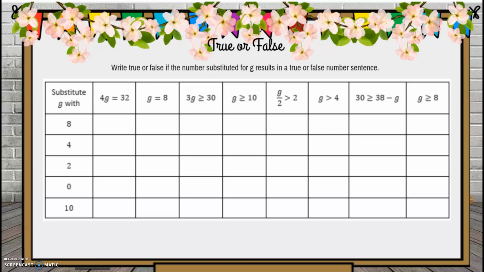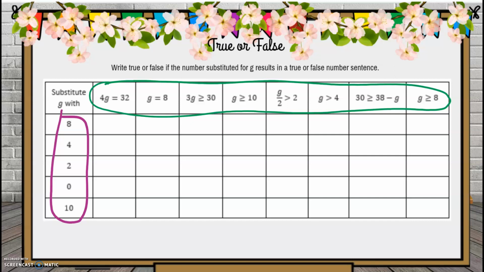Okay, so now we need to determine if we substitute G with any of the numbers in this column, if they will be true or false for anything in the top row. So we're going to be determining if it is true or false. So first of all, the first one is 8.